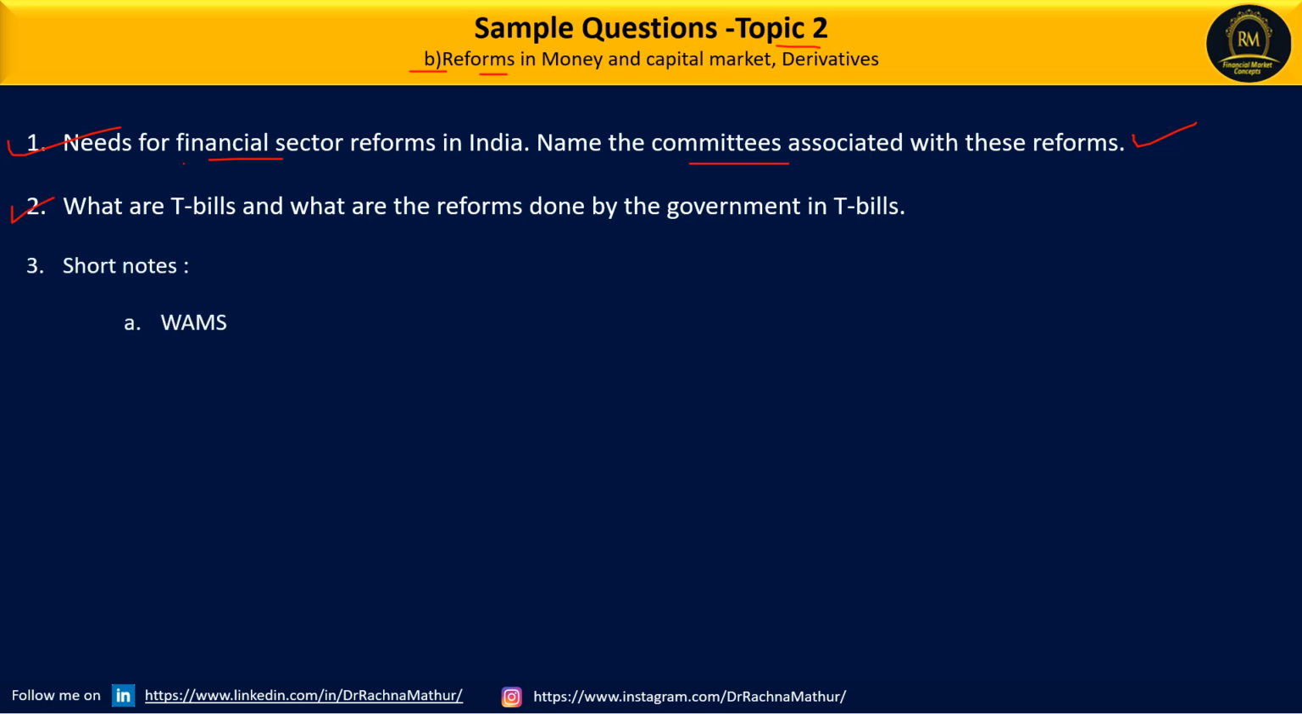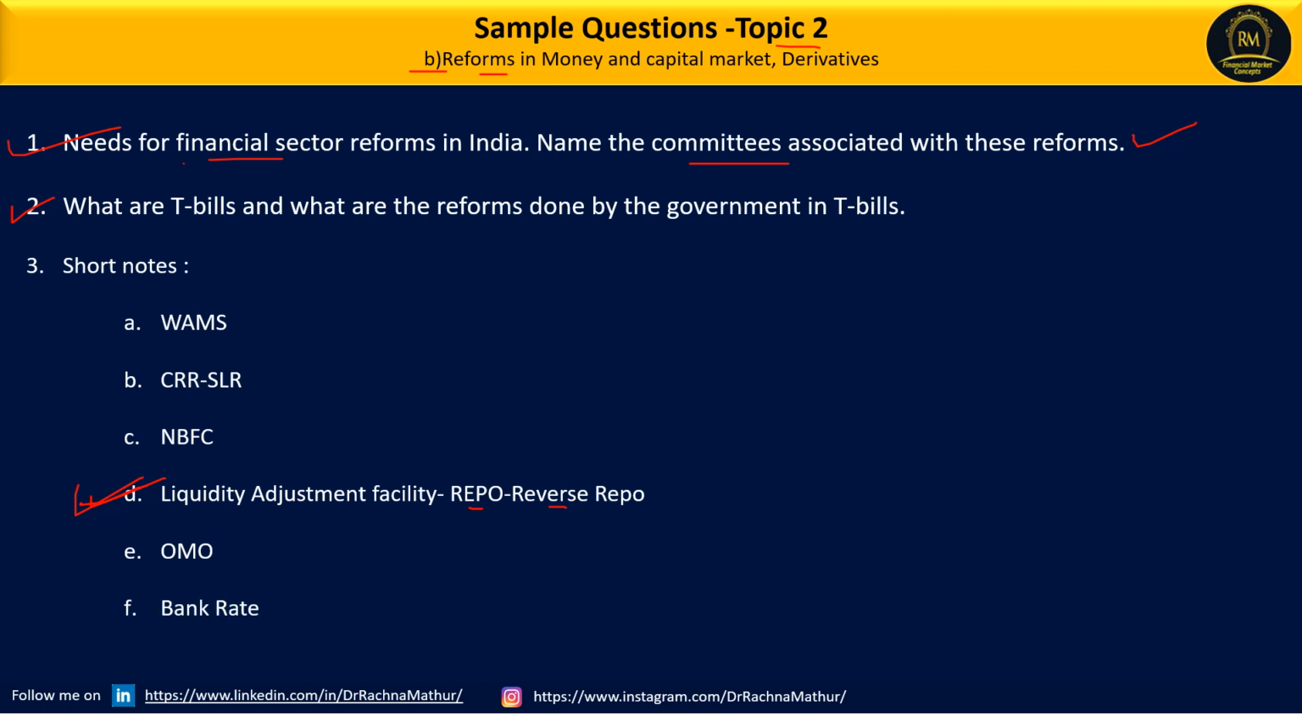Then short notes on ways and means advances, CRR and SLR, NBFC, liquidity adjustment facility. This is very important because nowadays RBI is focusing on liquidity adjustment in the short run, which comprises repo and reverse repo. So prepare all the probable questions from liquidity adjustment facility, how it is related to MCLR, and how changes in the repo and reverse repo affect liquidity in the market.